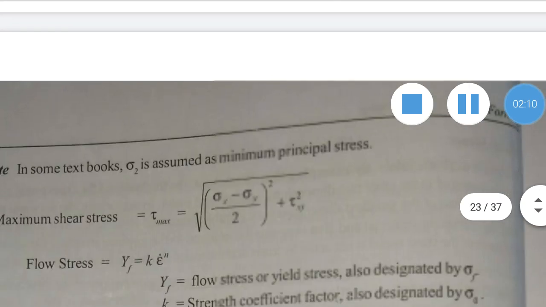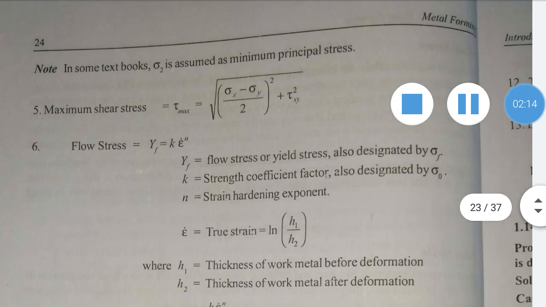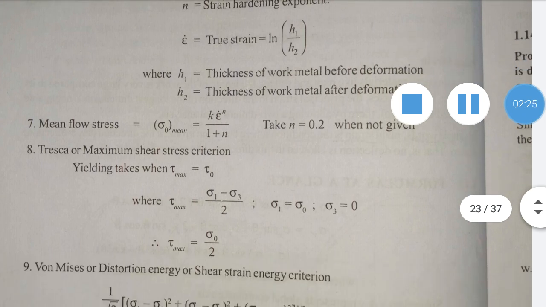Okay, next, flow stress. See here, flow stress or yield stress we can say. They will also ask about flow stress. These are all the varieties. Mean flow stress, Tresca. This is the maximum shear stress theory. Tresca yield criteria and von Mises yield criteria are almost all shear stress criteria only. Based on these two formulas, they will explain how the shear takes place. Each has different formulas.